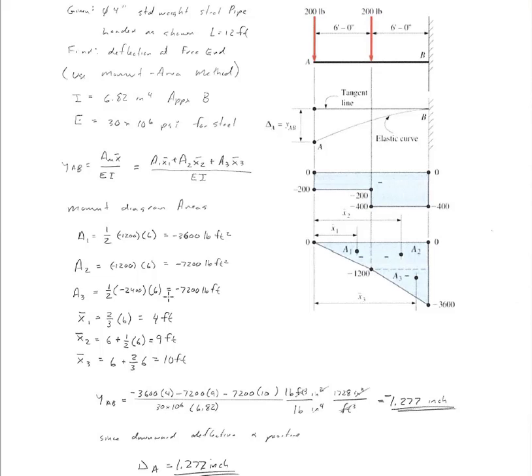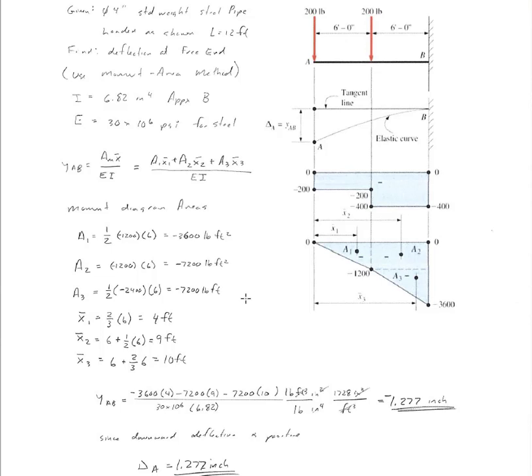A3, on the other hand, is again 6 feet. That's this distance from here to here. Times 2,400 pound-feet, which is this distance right here, which is essentially 3,600 minus 1,200, and then times 6. So we have our 3 areas, and now what we have to do is find what our centroids of the areas are: x bar 1, x bar 2, and x bar 3.